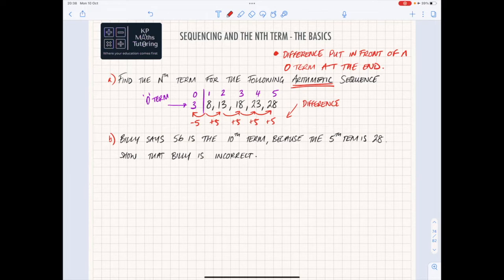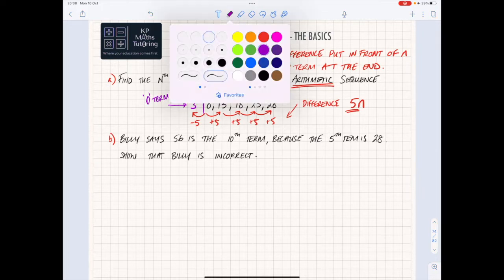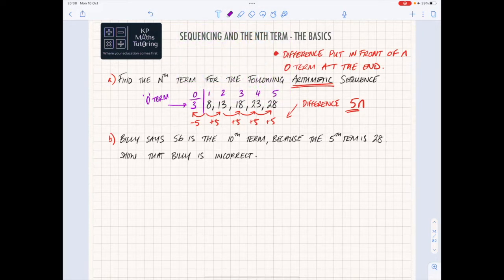What I mean by that is, my difference here is 5, so we've worked that out. So you put that in front of n, so it becomes 5n, and then your zero term here is 3, you put that at the end, so it becomes 5n plus 3. Now, a key thing to be aware of, this number here is a positive 3, which is why that is a positive 3. If, for example, I took away from this first term, and it turned this into a negative number, then you put a negative number here.